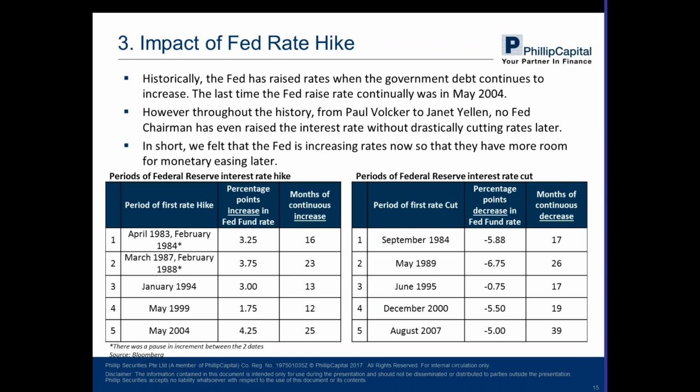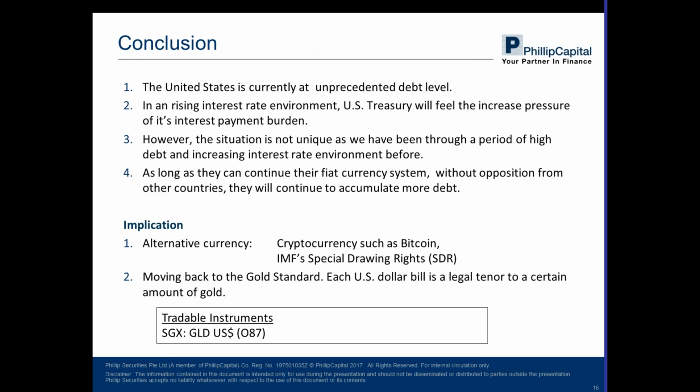So if you look at it, the latest one was an increase by 4.25% by Alan Greenspan, and later on it was cut to 0.5, cut by 500 basis points by Ben Bernanke. The whole cut lasted about 9 years. So in all, we see this as a cycle, and we expect the cycle to be the same this time round. So to conclude, the US is currently at an unprecedented debt level, unseen before, 19.9 trillion, and with an increase in the debt ceiling, we expect the borrowings to be even higher.